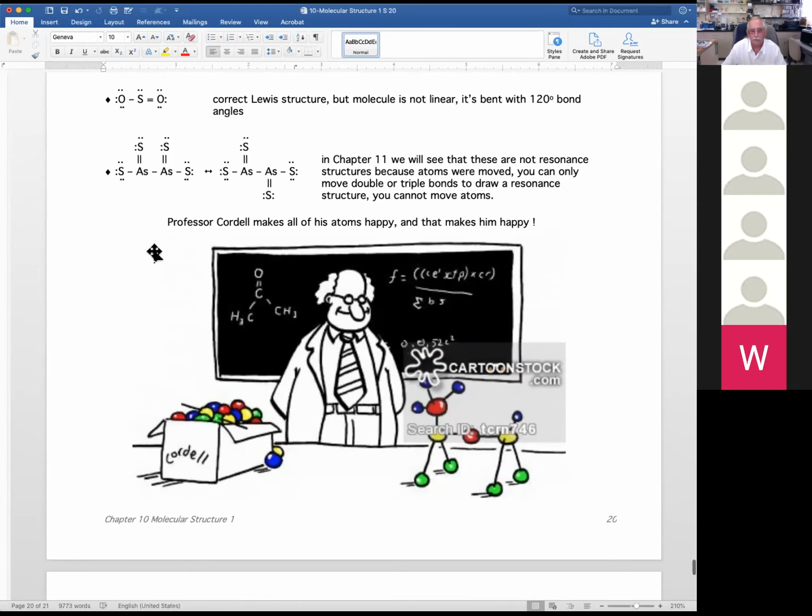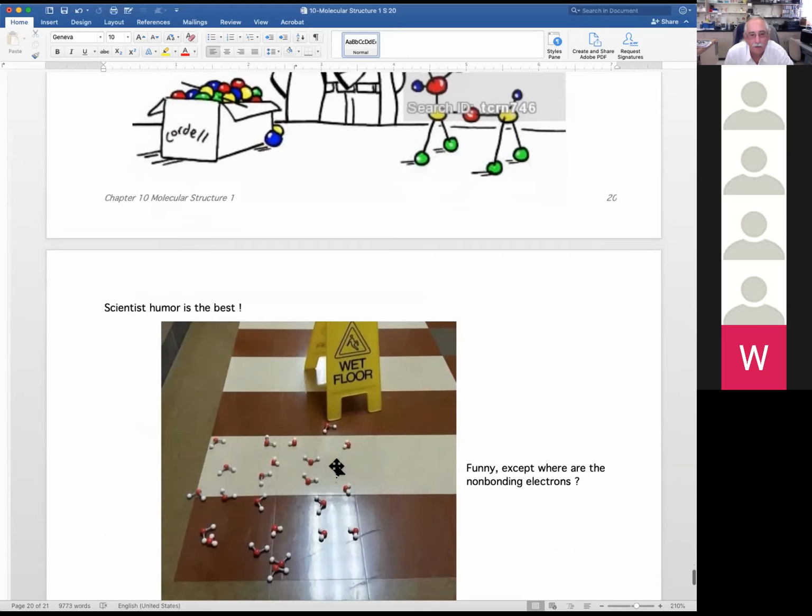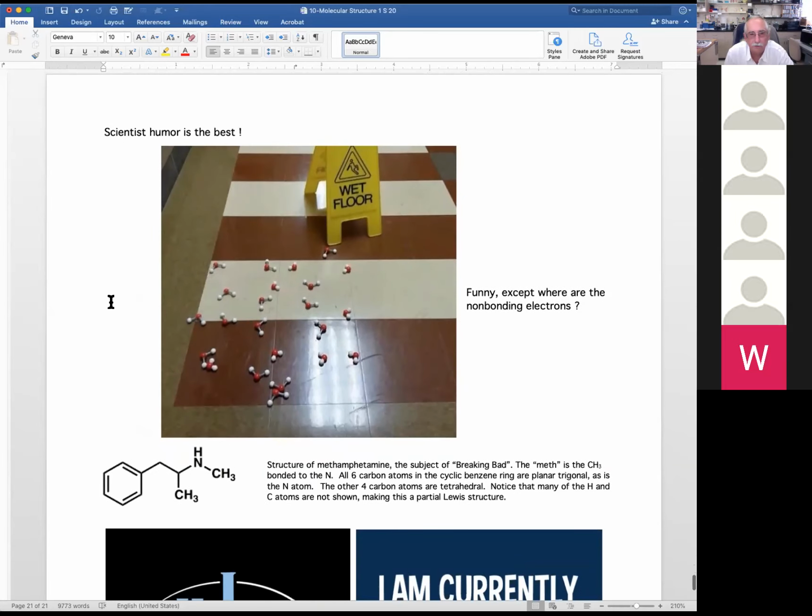So anyway, I just really like this cartoon. It's chemically wrong. This is acetone right here. And this looks like some form of Coulomb's law. Anyway, he's very happy because he's made all of his atoms happy because of the octet and duet rules. But I just like the look on his face. He's very happy. And then scientist humor is the best. Get it? Wet floor, molecules.